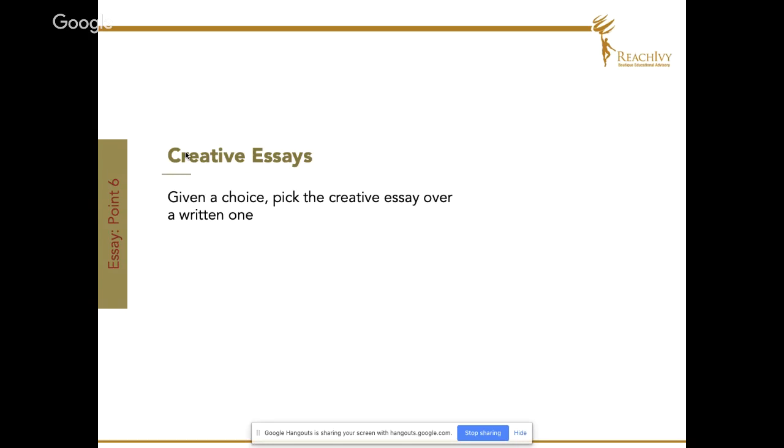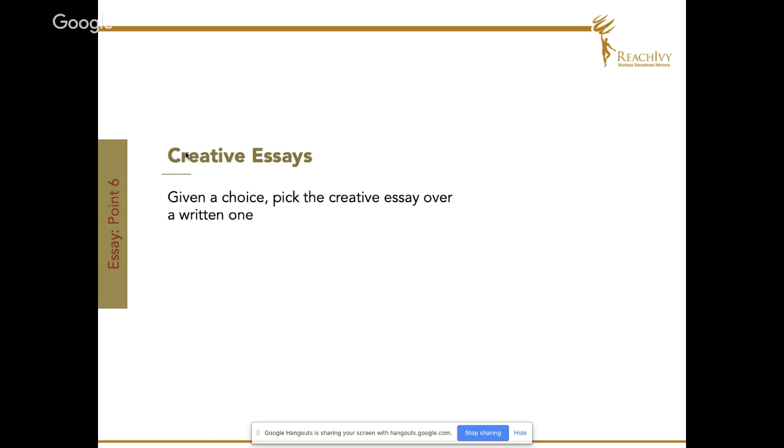The last point that I'd like to talk about in the types of essays are creative essays. Now, several times you get a question in an application that says you have two choices to answer this question. One is in a 250 or a 500 word limit essay, and they give you an alternative that you can be creative about this essay and answer it in a video format or answer it in a presentation or a PDF. Always pick the creative choice.